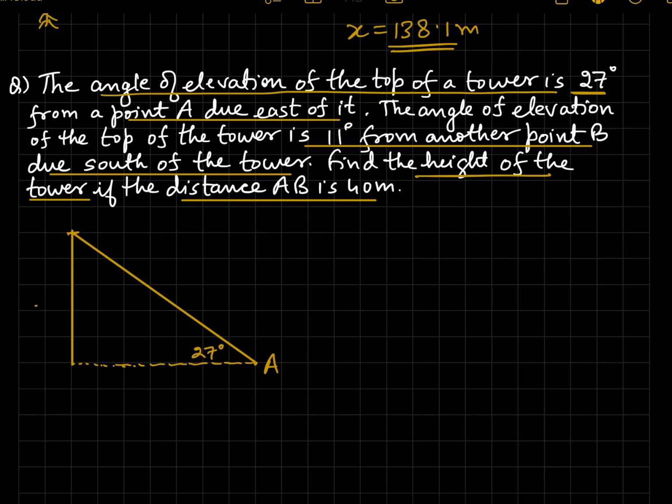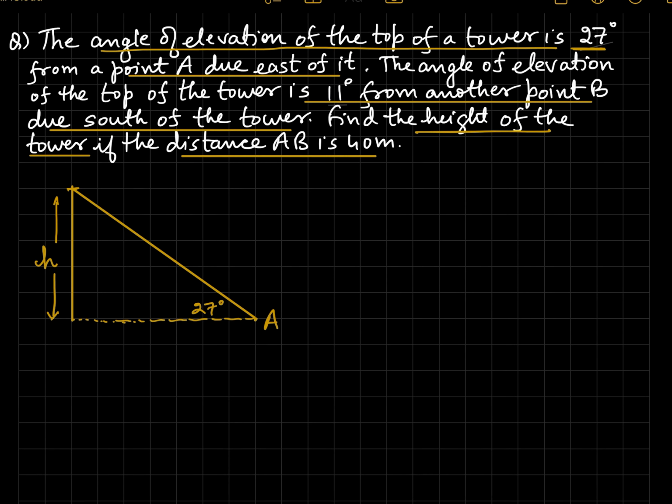Let the height of the tower be h. Now next, what they are saying: the angle of elevation of the top of the tower is 11 degrees from another point B due south of the tower. So south would be down, right?